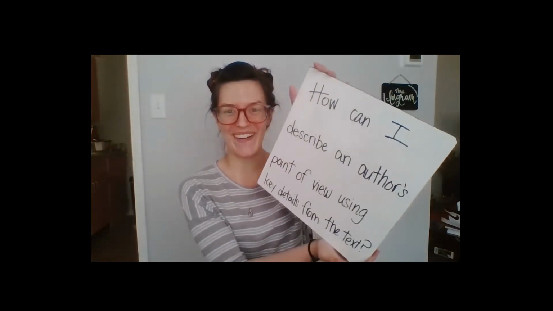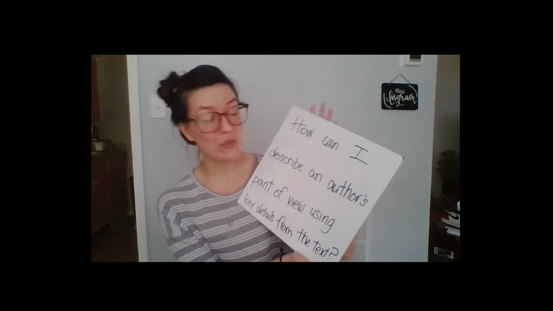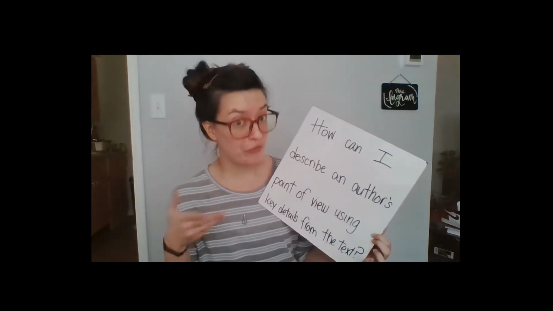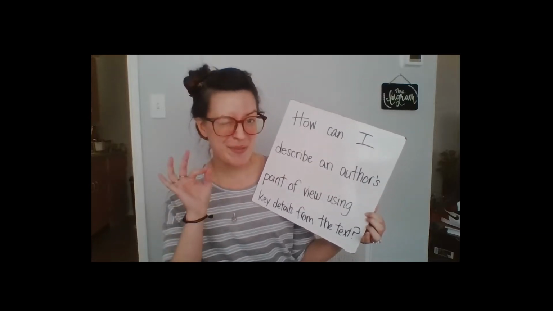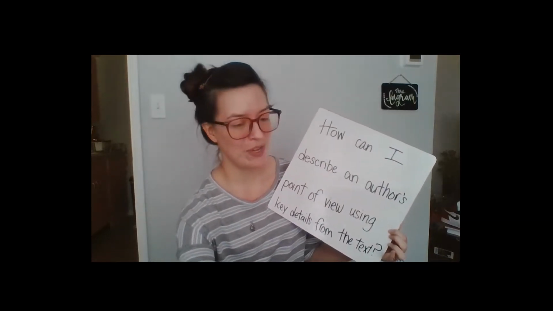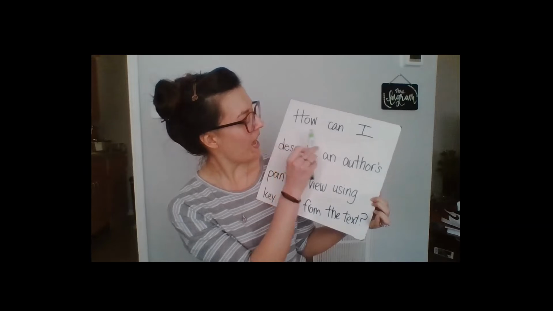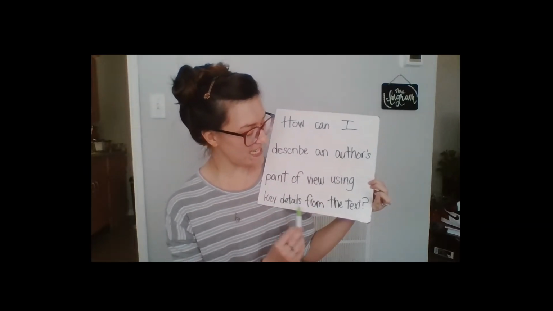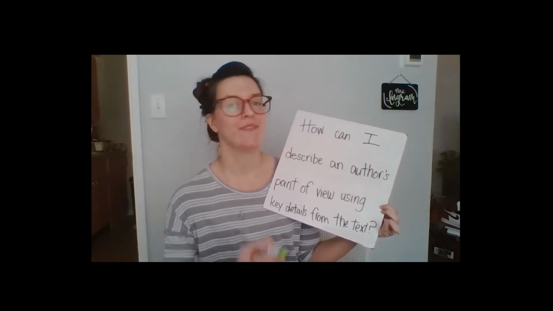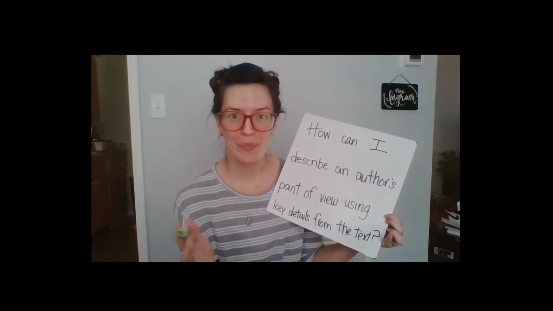Back at it again, this time with another lesson on author's point of view. So this is the same skill that we were working on this past week, so this should feel very familiar. Hopefully you'll be able to answer this question a little bit better this time. So our question today is, how can I describe an author's point of view using key details from the text? Just like always, we're going to go ahead and break this down.